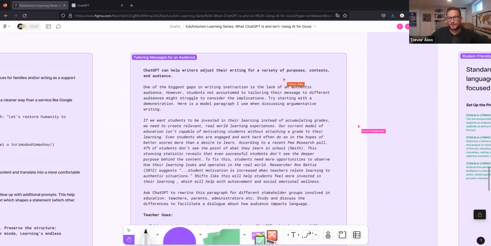I recommend this more as a model or a demonstration, just to help students understand the implications of writing for different audiences or in different genres, more so than outsourcing students' work to ChatGPT and asking them to change this for a new audience.